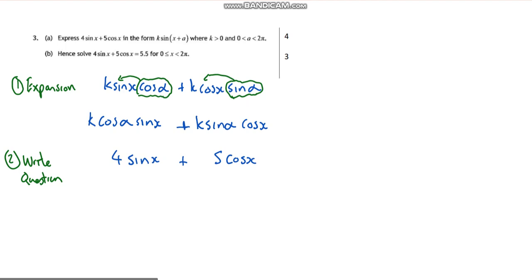So from here I can see that 4 has to be equal to k cos alpha, and 5 has to be equal to k sine alpha. Because my sine x's are the same, the sines here are the same, cos is the same, so that makes sense that this is the same as this. Next thing we're going to do, I'll just state that explicitly. Then I'll just say, we'll do the tan alpha bit first.